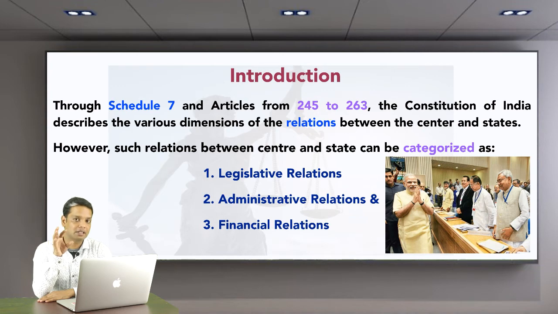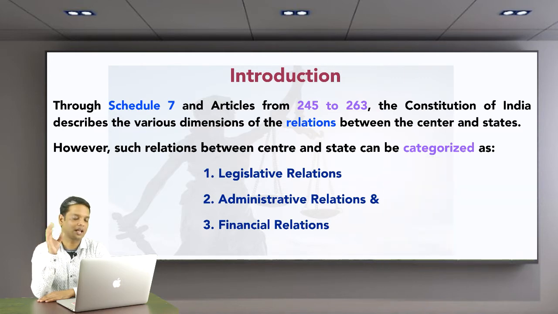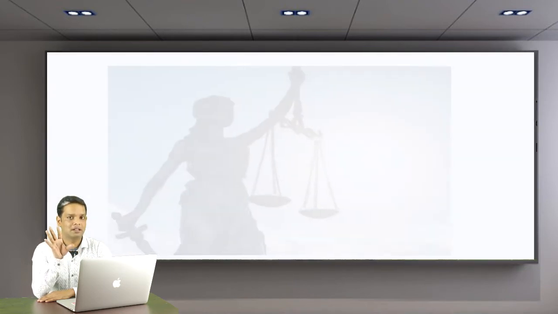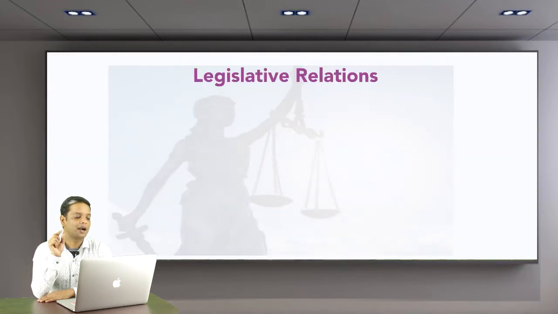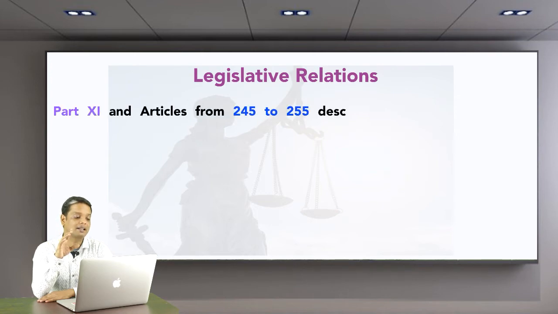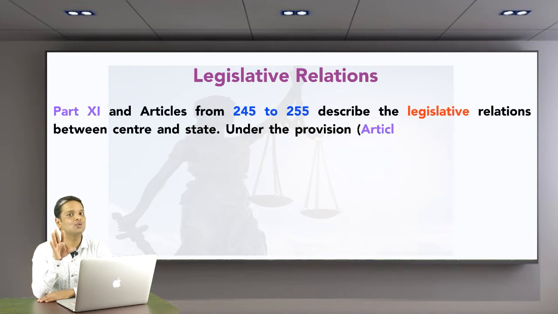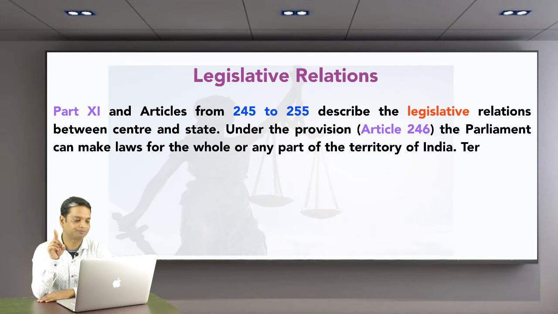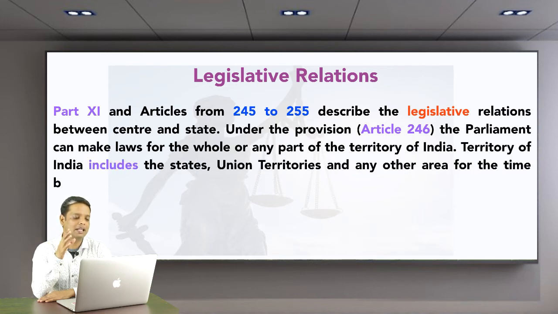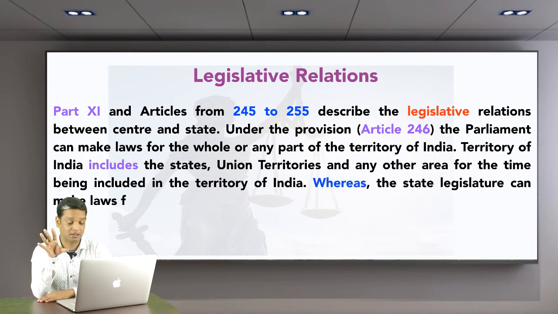But in the context of our topic, that is judicial review, I will be discussing only the legislative relations and not the administrative and financial relations. That we will discuss later. Okay, so let's begin with the legislative relations. Part 11 and Articles 245 to 255 describe the legislative relations between center and state.